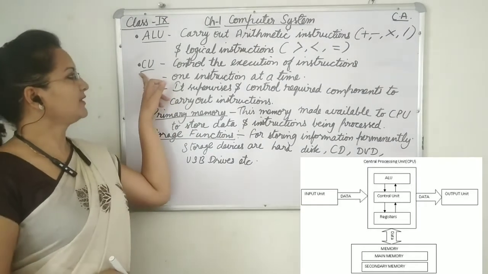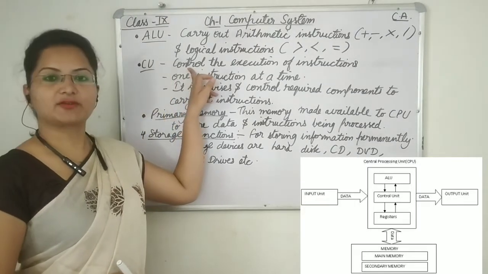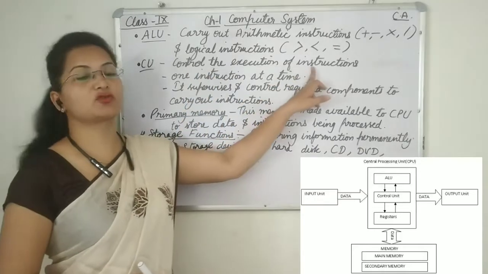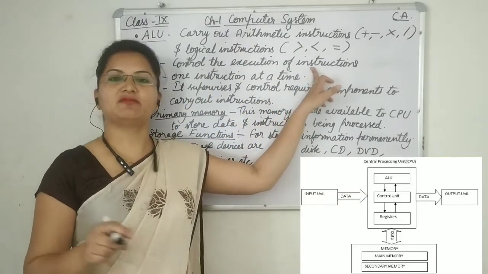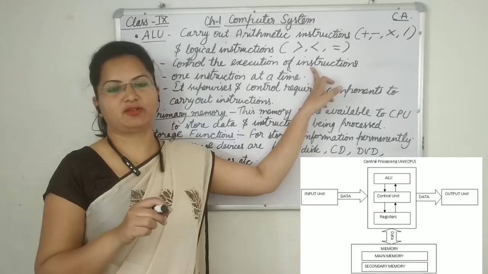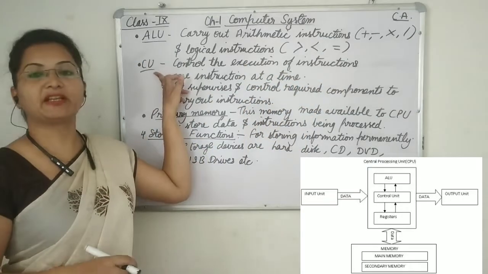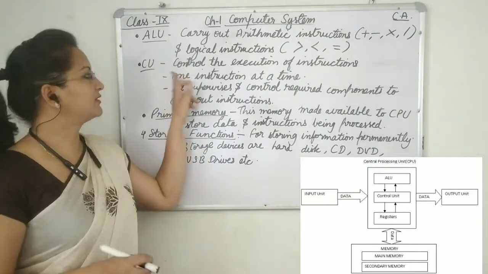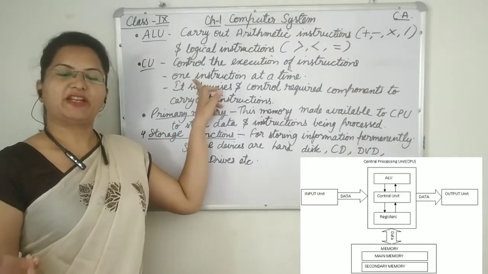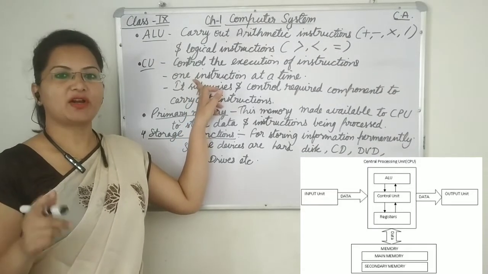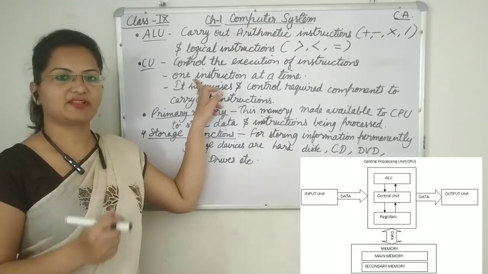Now CU. CU means control unit, and it controls the execution of instructions. The instruction which is being executed will be controlled completely by the CU, the control unit. So how many instructions will be carried out at a time? One instruction at a time with the help of the CU.